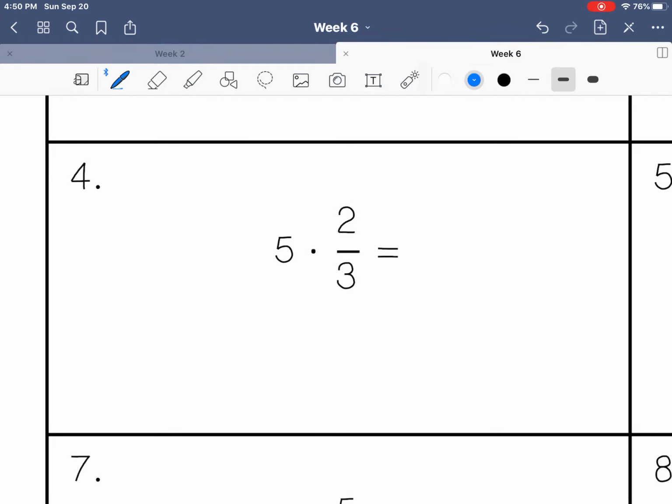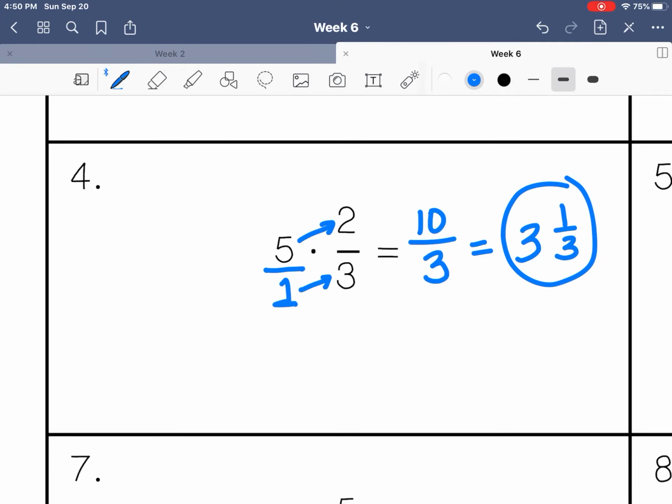Okay, let's look at the next problem in column A. It's 5 times 2/3. Again, I'm giving 5 a denominator of 1. It doesn't change the value. It just gives me a fraction that I can multiply by fraction. Numerator times numerator, denominator times denominator. 5 times 2 is 10. 1 times 3 is 3. That's improper. I'll make it a mixed number. 3 goes into 10 3 times with 1 left over. 3 1/3.